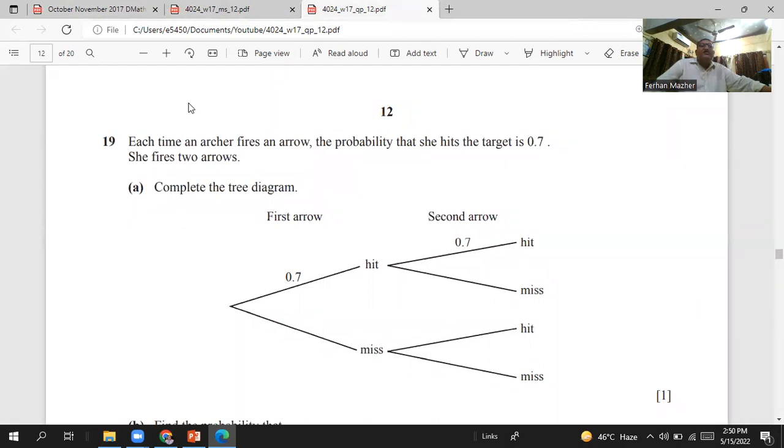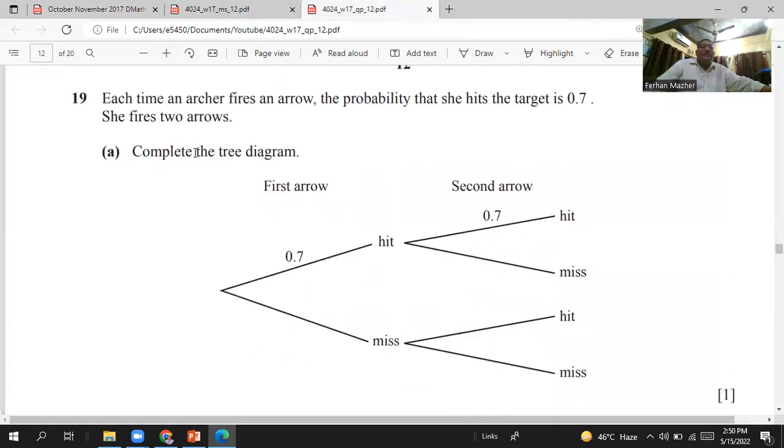He says, each time an archer fires an arrow, the probability that she hits the target is 0.7. She fires 2 arrows. Complete the tree diagram. Okay, so if the arrow will hit the target, it is 0.7, and if it will miss, it's 1 minus 0.7. That will be 0.3, 0.7, 0.3, 0.7, 0.3. So you have to put these values here.